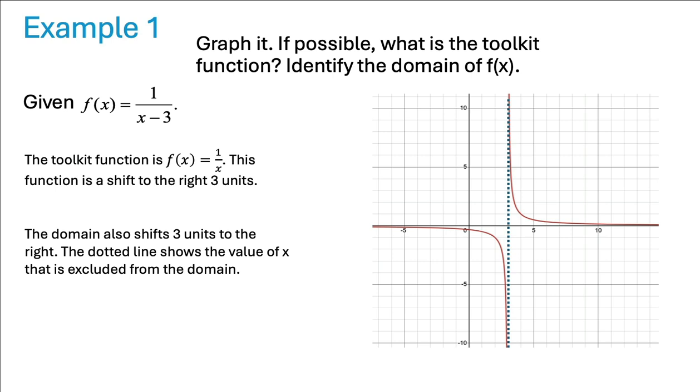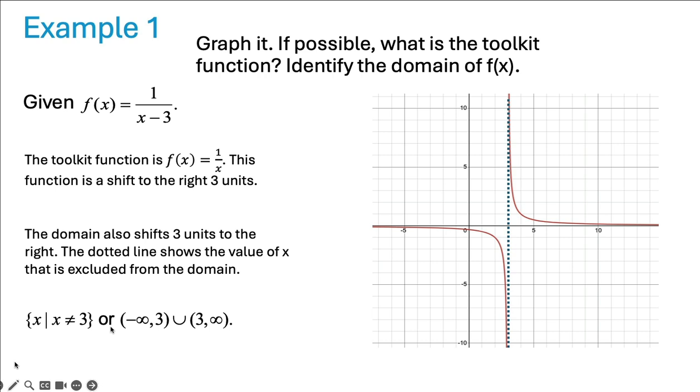So that also affects the domain. Since the domain of 1 over x is all values of x except for 0, then the domain of this one is probably going to be all values of x except for 3, because it's shifted 3 units to the right. And as you can see, there's a dotted line there that shows us that value of x that has to be removed from the domain as well. So the way we write that is x is not equal to 3, which is what we call set builder notation.